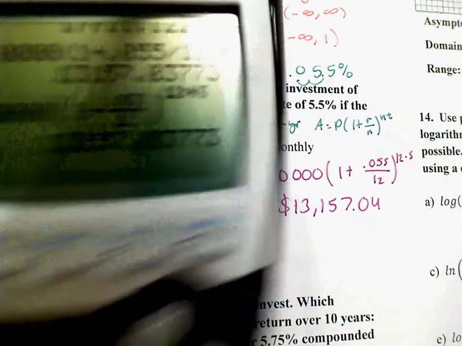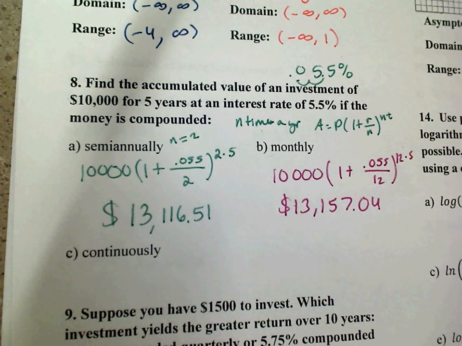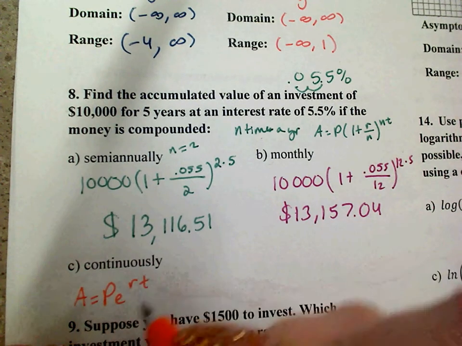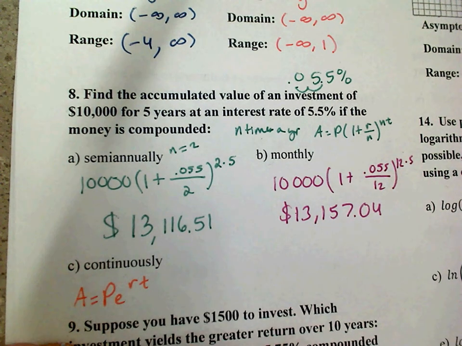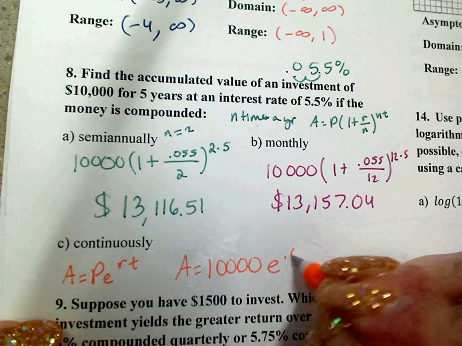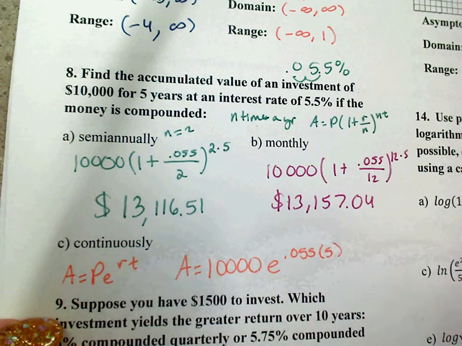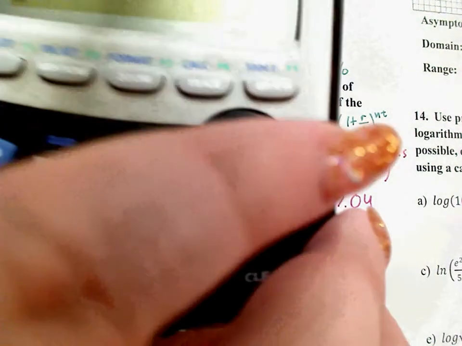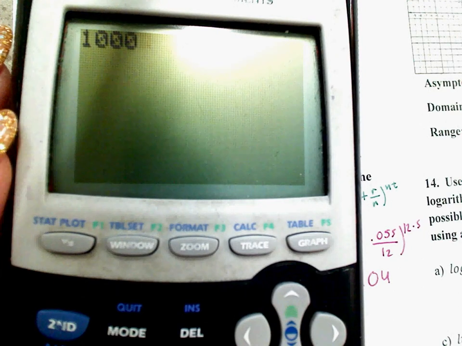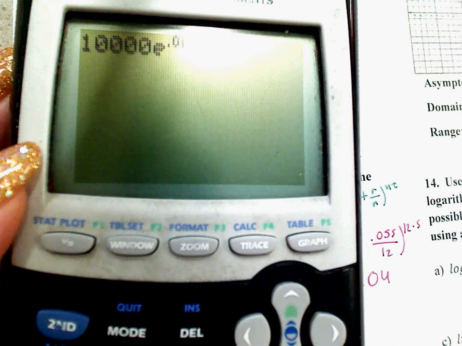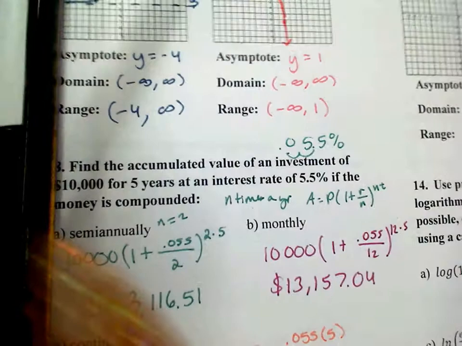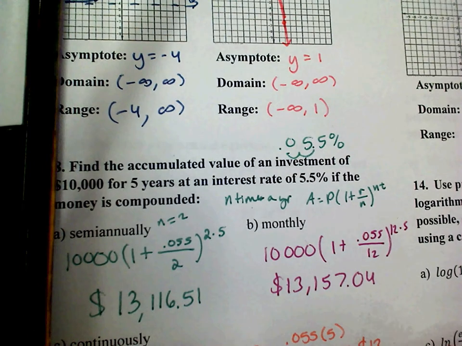Continuously is the what formula, guys? Yep, PERT. Principal times E raised to the rate times time. So that would be amount equals 10,000 E to the 0.055 times 5 years. And we would just type that in. So 10,000 E to the 0.055 times 5. And you get $13,165.31.